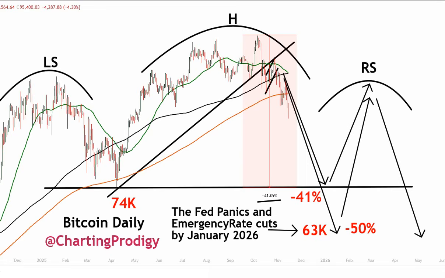Again, I think you've got this massive head and shoulders. We had a massive head and shoulders the last time around. We took out the low over here, and we had a kind of lopsided head and shoulders, the slanted neckline. That's what happened at the 2021 top into early 2022. I think you're going to see something similar.